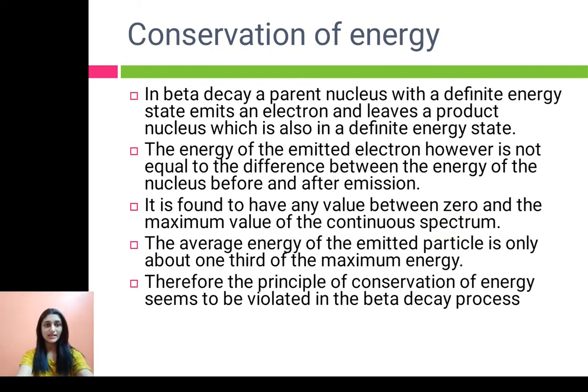In beta decay, a parent nucleus with a definite energy state emits an electron and leaves a product nucleus which is also in a definite energy state. The energy of the emitted electron, however, is not equal to the difference between the energy of the nucleus before and after emission. We know that we have a parent nucleus, an electron is emitted, and we get a daughter nucleus. So obviously the energy of the electron should be equal to the difference between the energy of the parent nucleus and daughter nucleus, but it is not happening. It is found to have any value between 0 and the maximum value of the continuous spectrum.